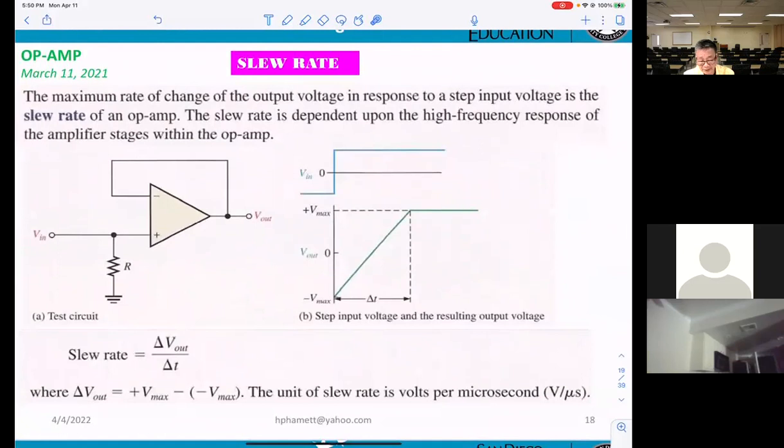Next, they're talking about slew rate. Okay, what circuitry are we using here? What's the name? Non-inverting. Who can tell me what is the name for this circuit?